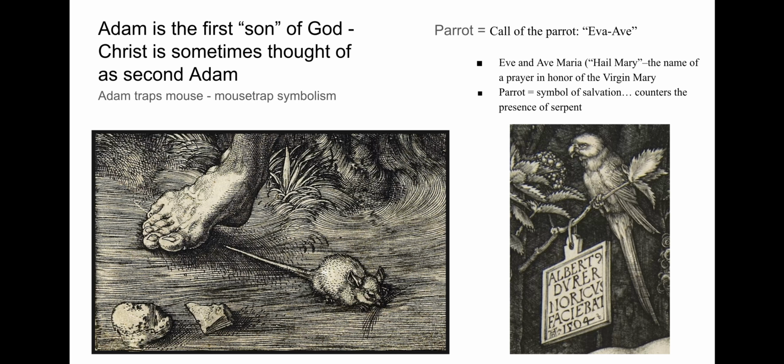Now, again, on the right-hand side, we've got our cute little parrot again. And part of the reason why the parrot is there is as a symbol of salvation, a counterbalance to the presence of the serpent and the evil temptation of Satan. And it all harkens back to the call or the sound parrots make, which I'm not going to make, but I wrote it up on the screen. And so it almost sounds like Ave Maria or Hail Mary.